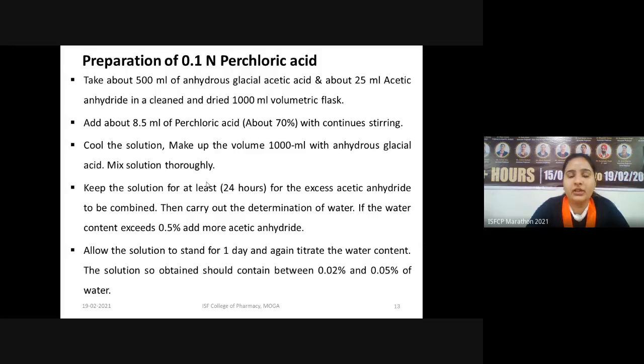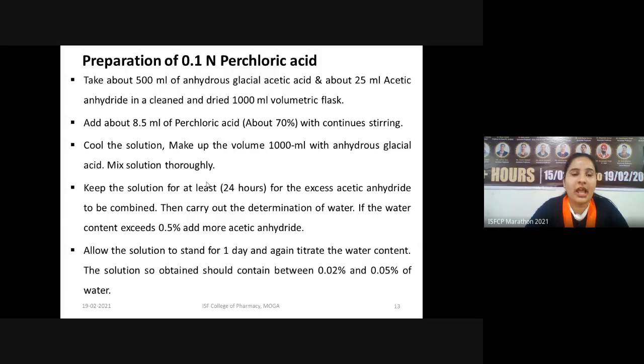There should be no water droplets in the volumetric flask. What is the purpose of adding acetic anhydride in it? The water which is present in the solution or on the flask will react with acetic anhydride to produce acetic acid. Acetic anhydride will help us to make sure that there is no water content left in the volumetric flask. So this is the purpose of using acetic anhydride.